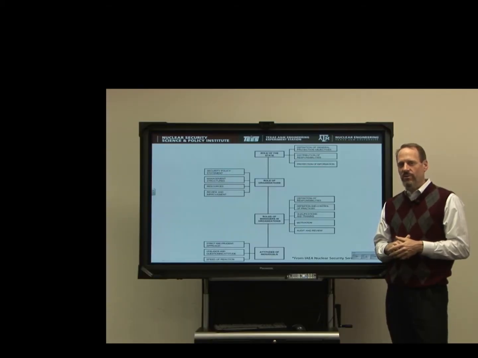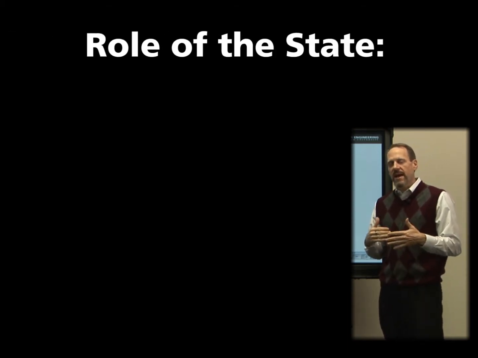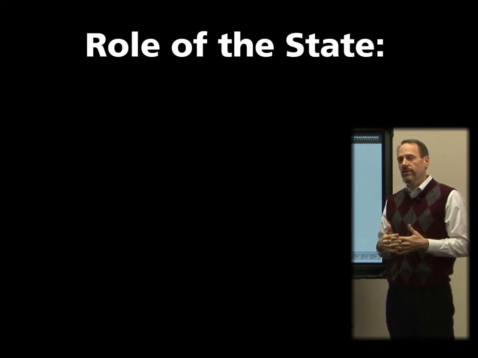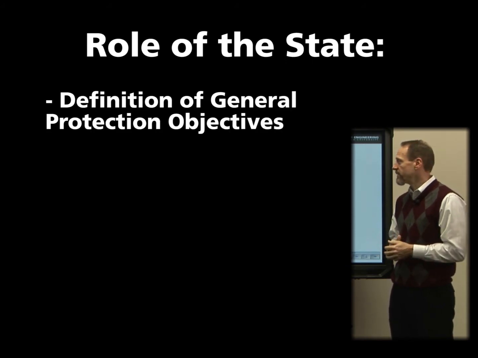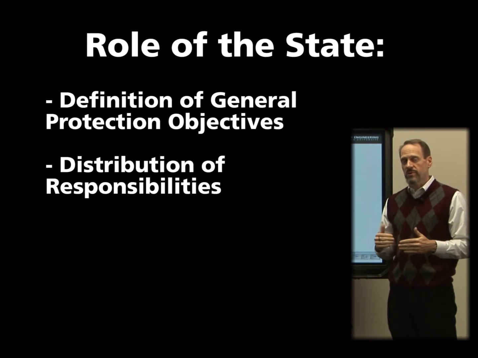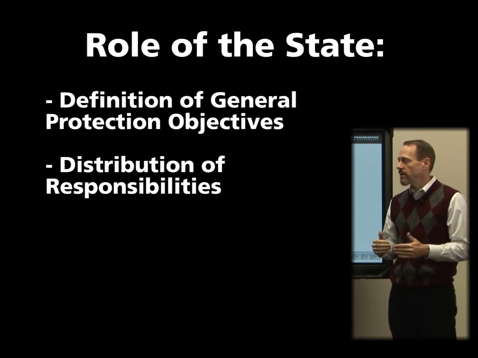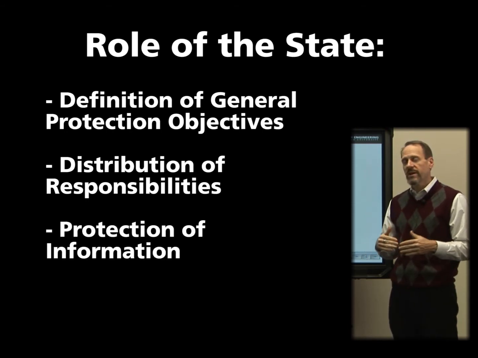So now let's take a look at the roles and responsibilities of different organizations and how that plays a role in overall nuclear security. So obviously, the state has a role in nuclear security and nuclear security culture. The state defines the overall protection objectives. The state distributes responsibilities to other entities.